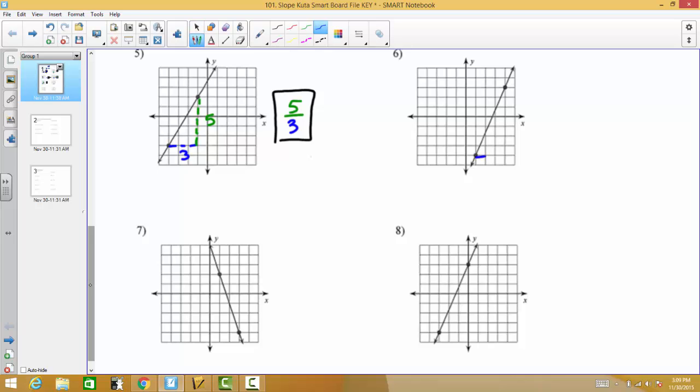Number 6, 3, 7, 7/3. You could write 2 1/3, or keep it.